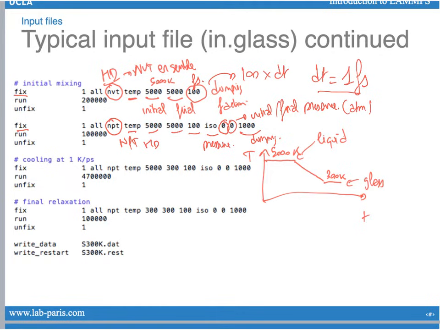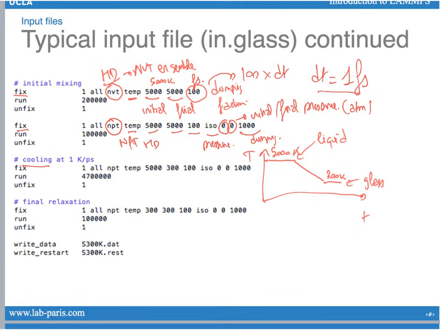The next step here is that we want to cool the system. After those two steps, we have mixed the system at 5000 Kelvin. We have also allowed the system to adjust the volume in order to reach zero pressure. So at this point, you have achieved an equilibrium liquid, which is a liquid at 5000 Kelvin at zero pressure. The next step is to start cooling the system.